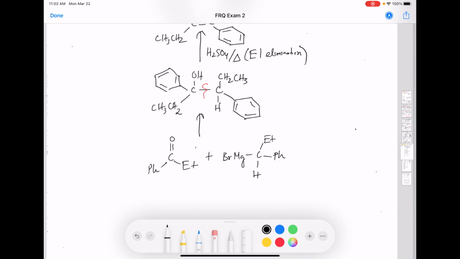So look what I've done here. I made this side of the molecule the carbonyl containing group, and I've made this group the Grignard reagent, right? So just as a side note, again, like I've shown earlier, the Ph abbreviation is just used to refer to the phenyl group, and the Et refers to the ethyl group right here. Just wanted to make that clear.